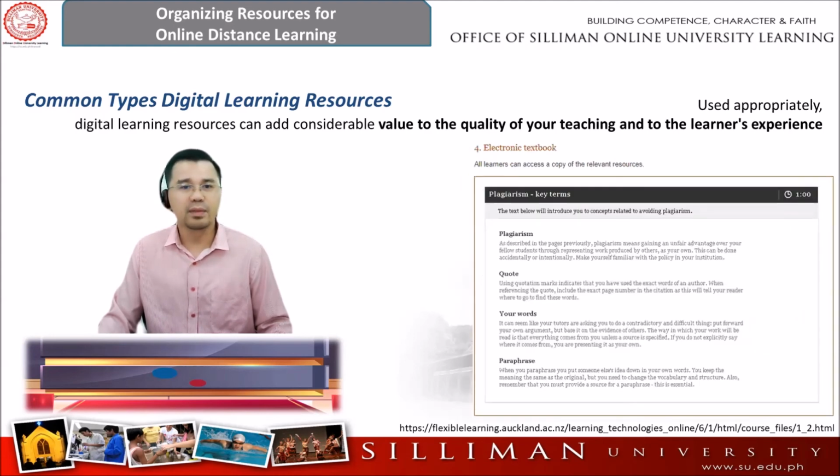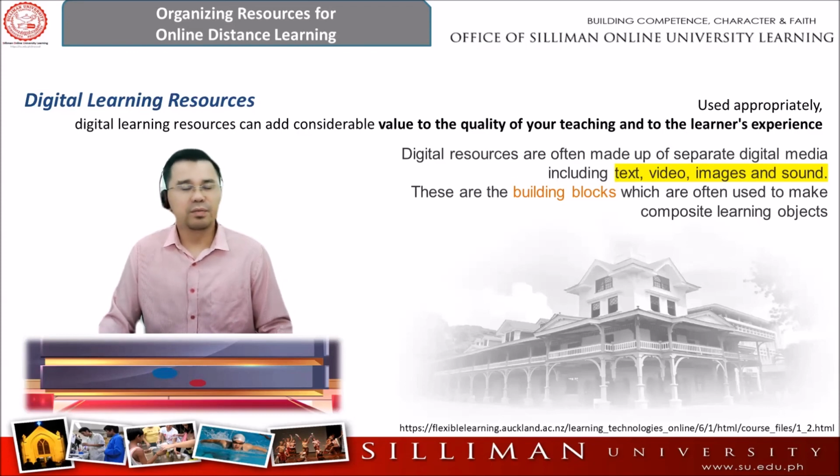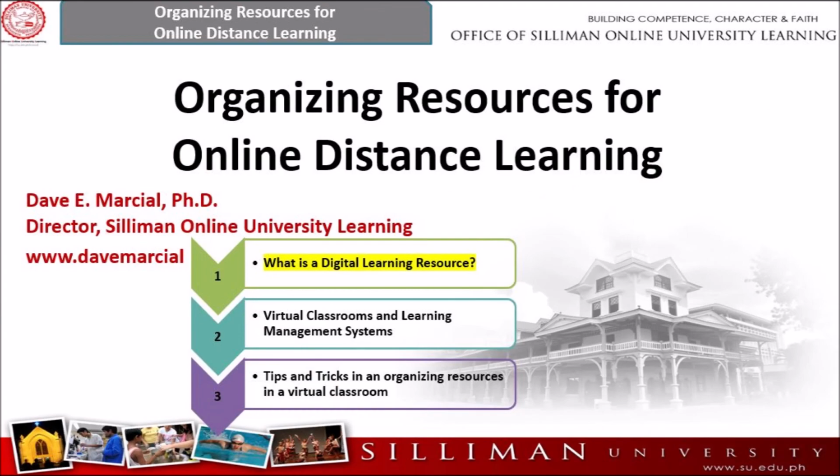And the fourth one is the electronic textbook. All learners can access a copy of the relevant resources. The fifth common type of digital learning resource is the learning object. This resource has been designed to meet specified learning outcomes and can be incorporated into and reused in a range of learning materials. Digital resources are often made up of separate digital media, including text, video, images, and sound. And these refer to building blocks, which are often used to make composite learning objects.